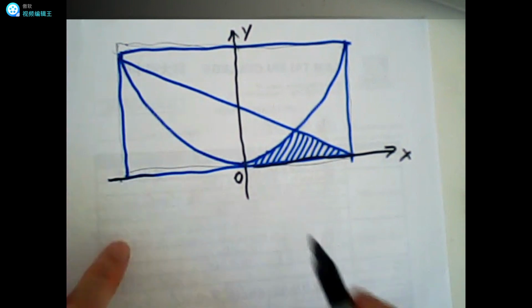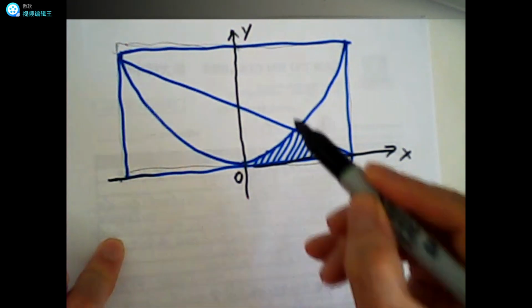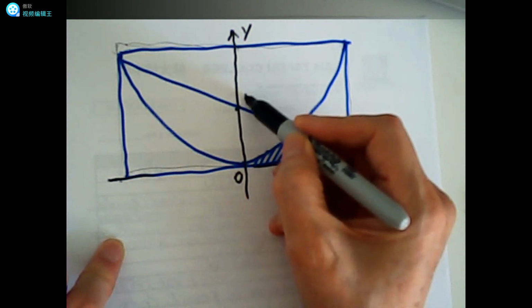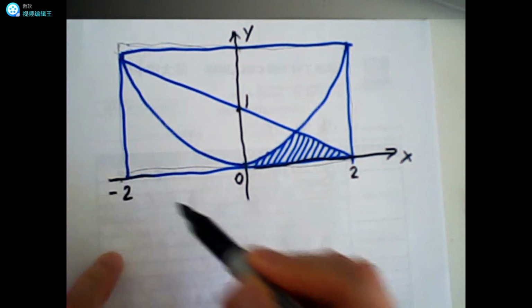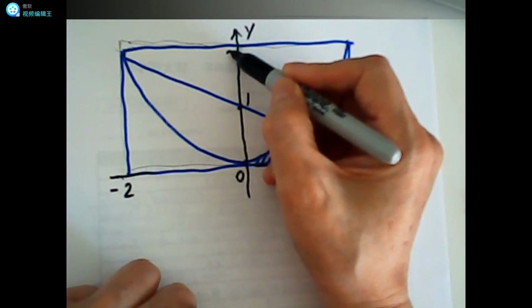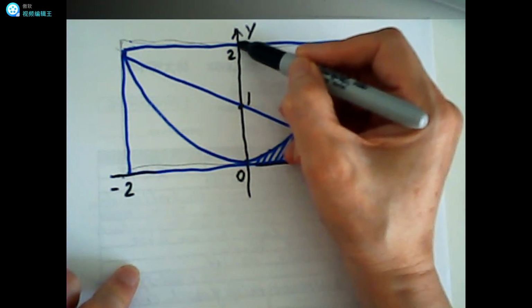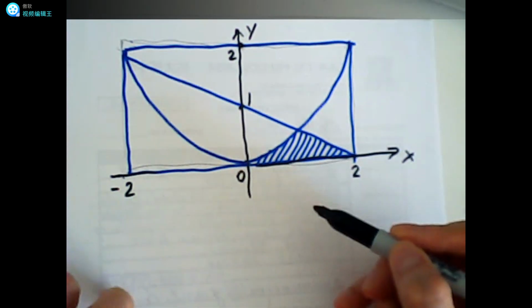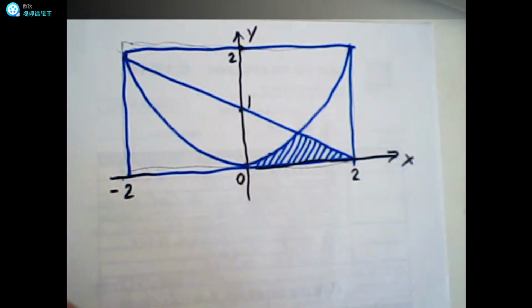Okay. Now since this is a 4, this is a 2. So this is 0, this is a 1, and this is a -2. And this is a 2. And this is the center of the circle, the semicircle. This is the origin, and this is a straight line, right?